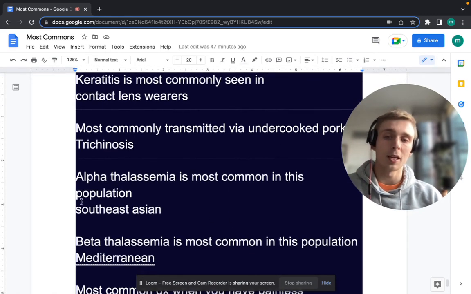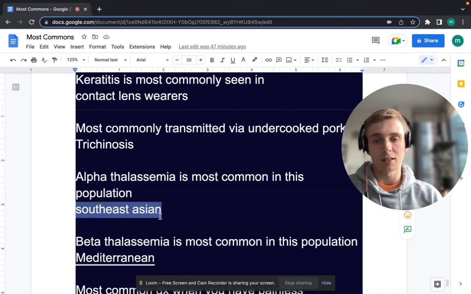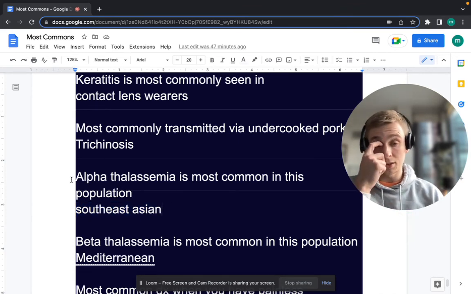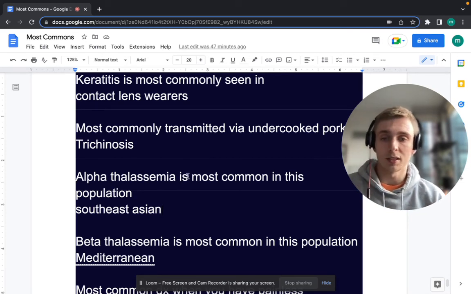So what type of patient population is alpha thalassemia most commonly seen in? That's going to be Southeast Asia. So Southeast Asia for alpha thalassemia. And there's 4 types of alpha thalassemia. Each one gets progressively worse.